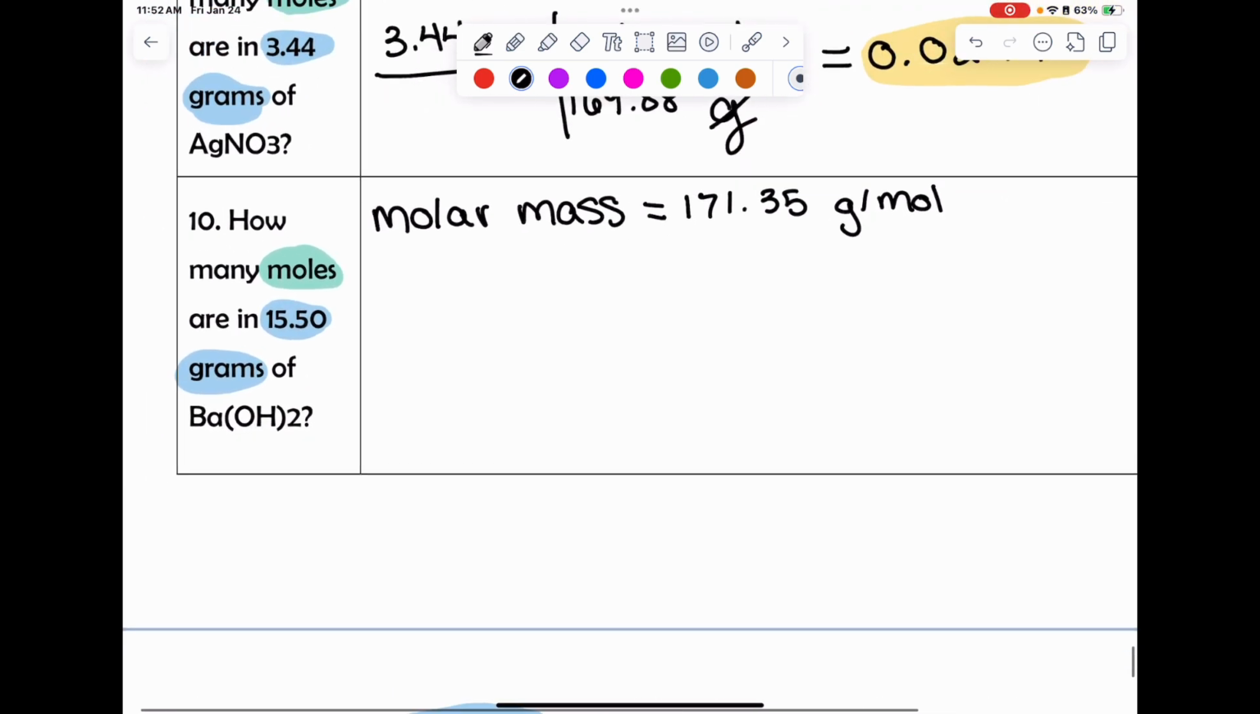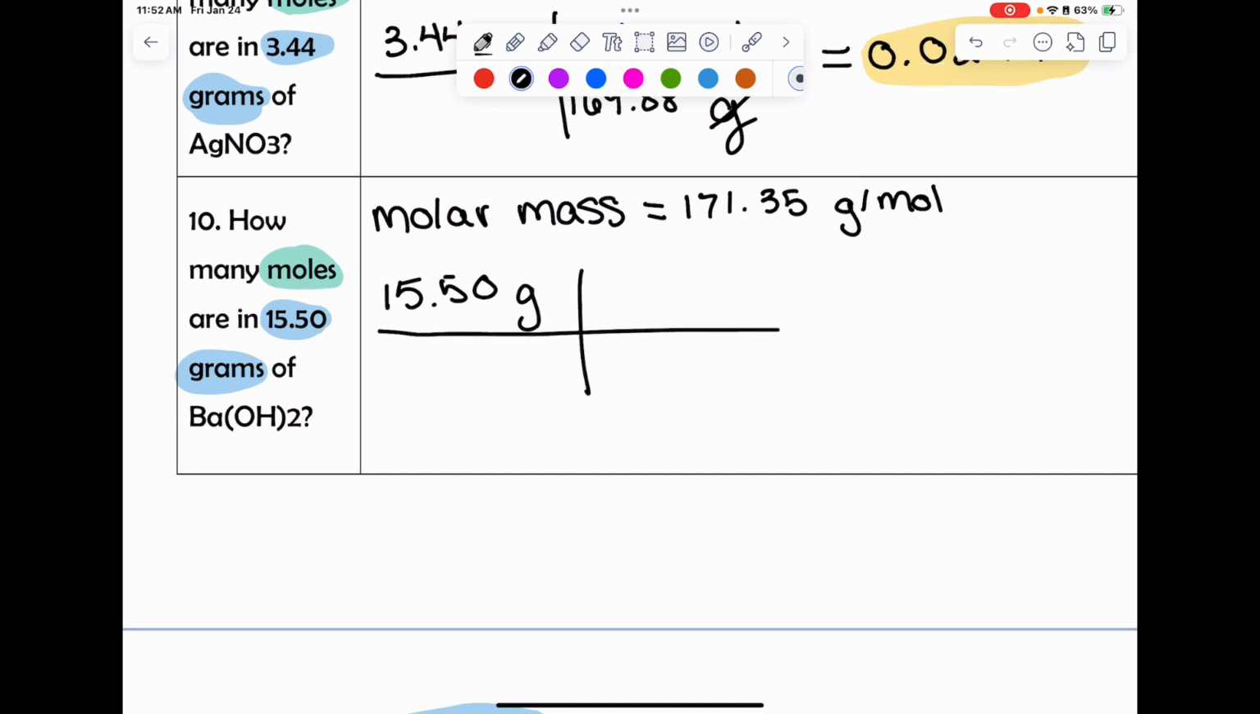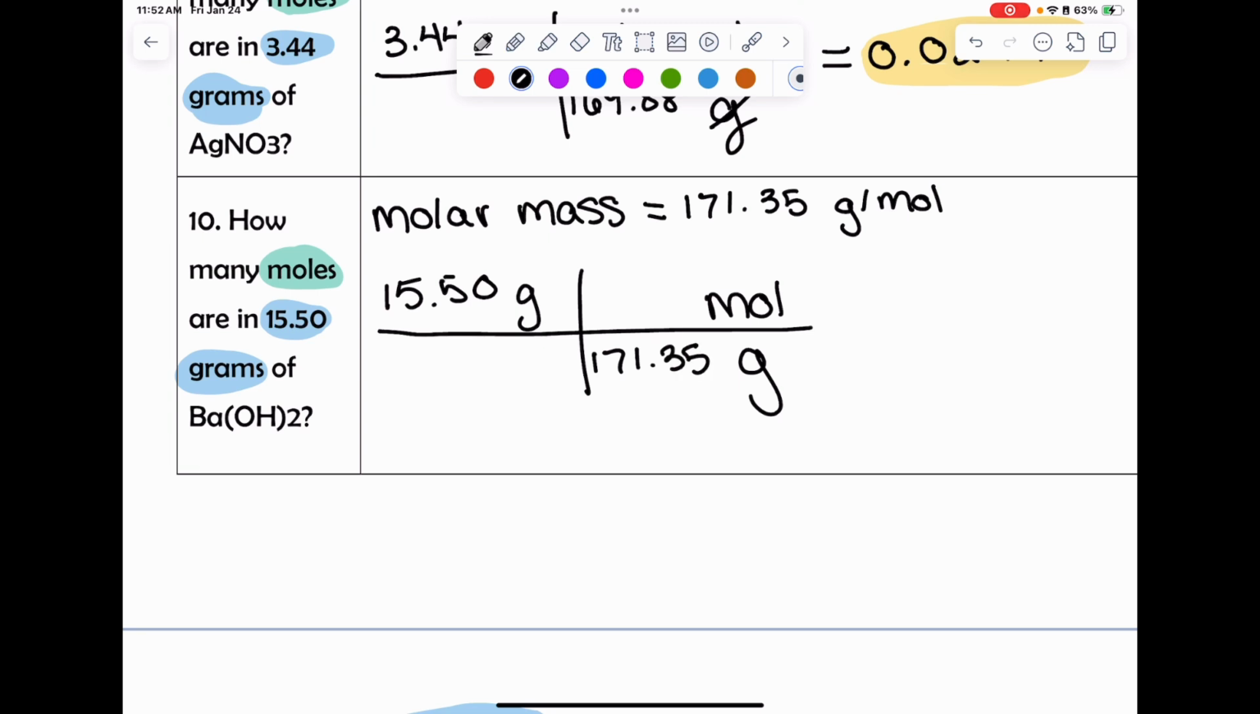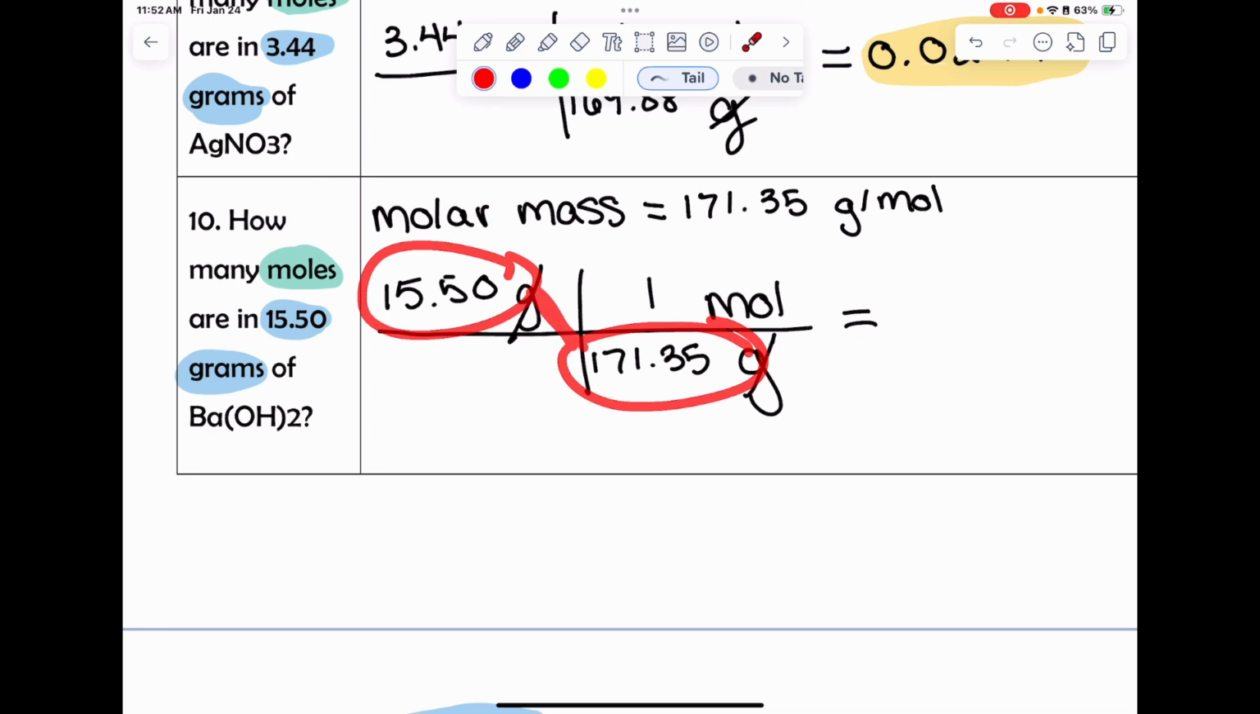All right, let's set up our table. First thing in our table is what we're given in the problem. We're given 15.5 grams. And we have to go from grams to moles. So, using our molar mass, going from grams to moles, 171.35 grams for every 1 mole. Now, grams will end up canceling on top and bottom. Now we have this number on top, number on the bottom, and we need to divide because they are separated.